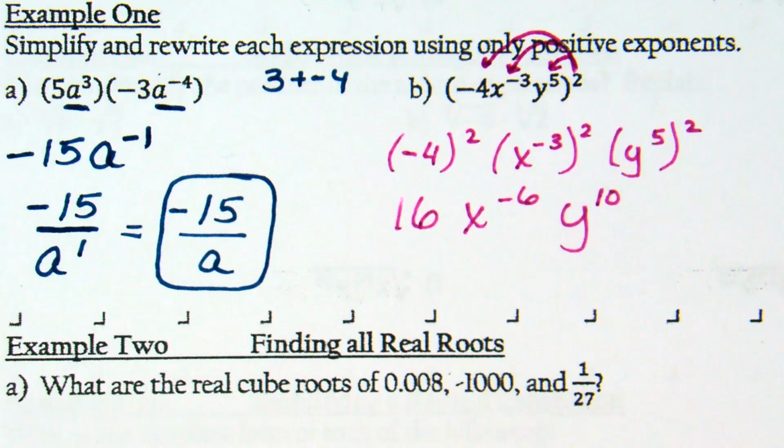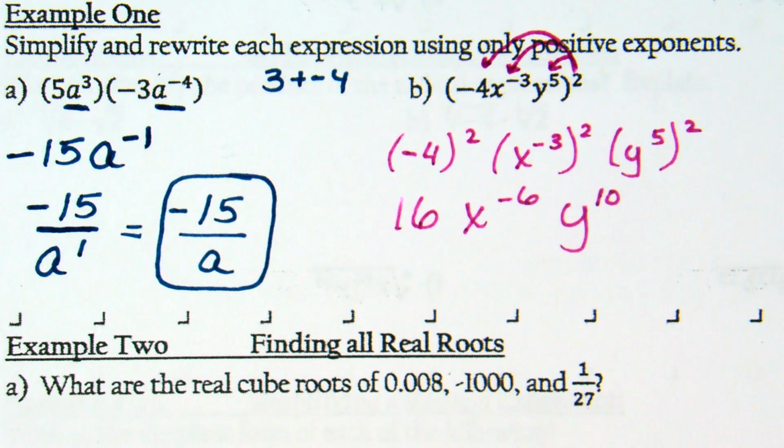My ending question: am I done? No, why not? Can I leave a negative exponent? I can't leave a negative exponent. What do I do with a negative exponent? Put it in the denominator. So what does that mean this answer is going to look like? 16 y to the 10th over x to the 6.